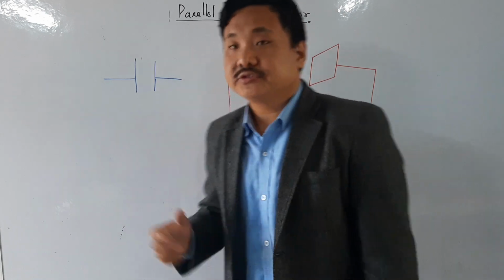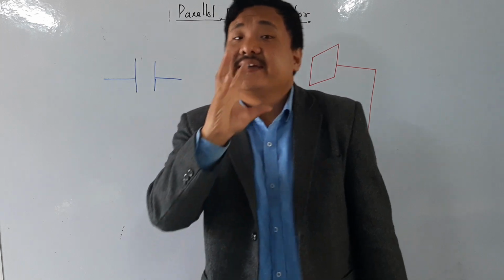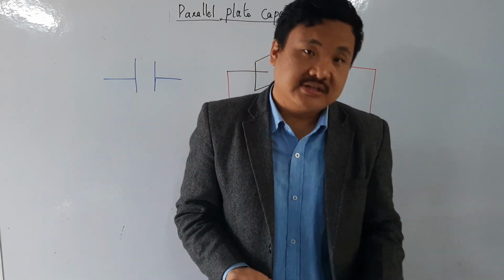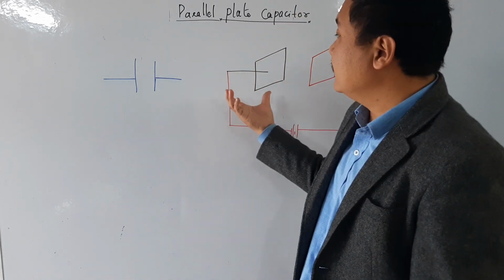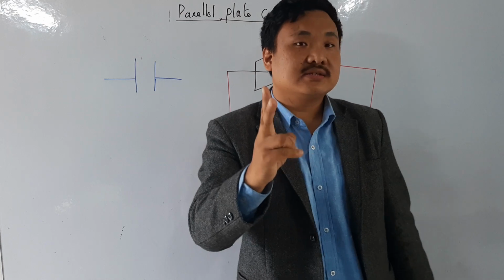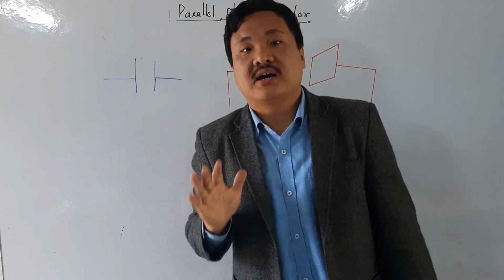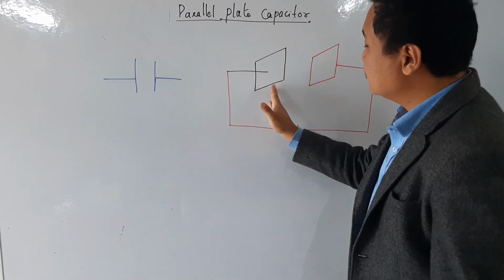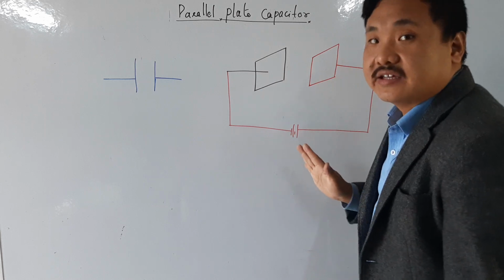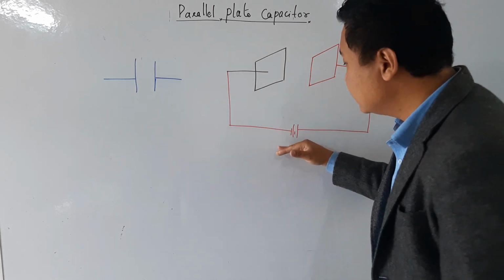Let us now go to the parallel plate capacitor. In the last lecture, we studied that a capacitor is a device which is used to store charge. A parallel plate capacitor means we have two parallel plates which store the charge like this. One plate is this one, the other plate is this one, in which the charges are stored by connecting it with a cell or a battery.